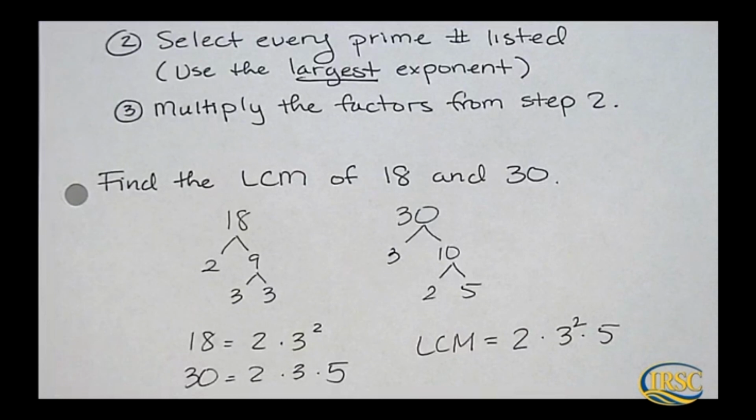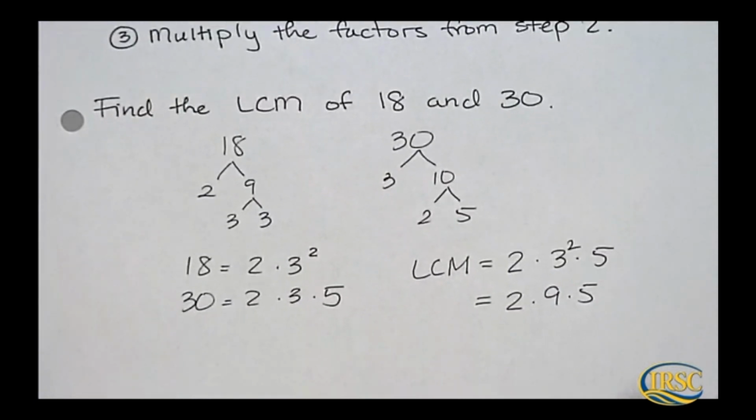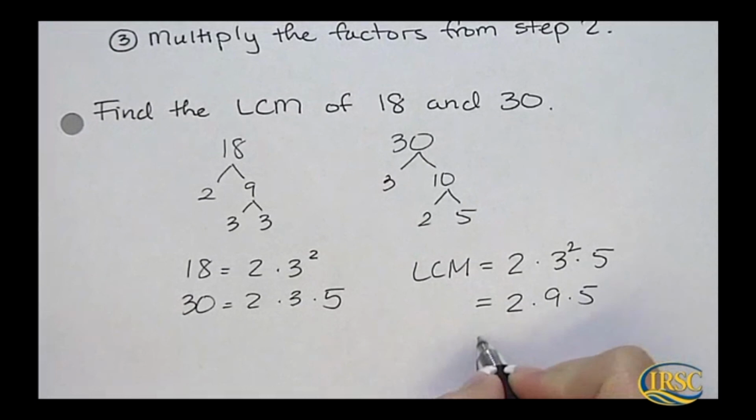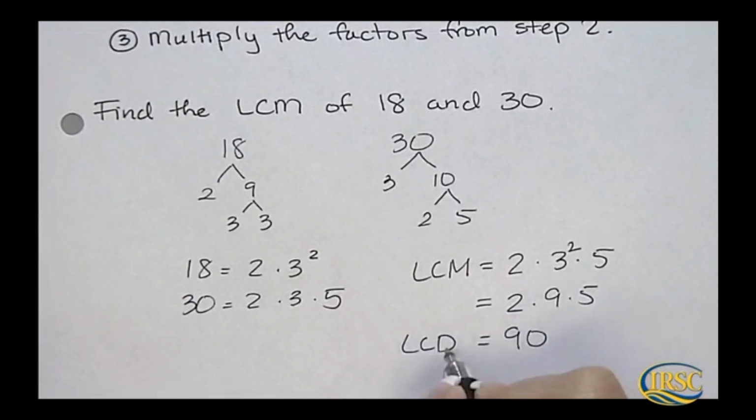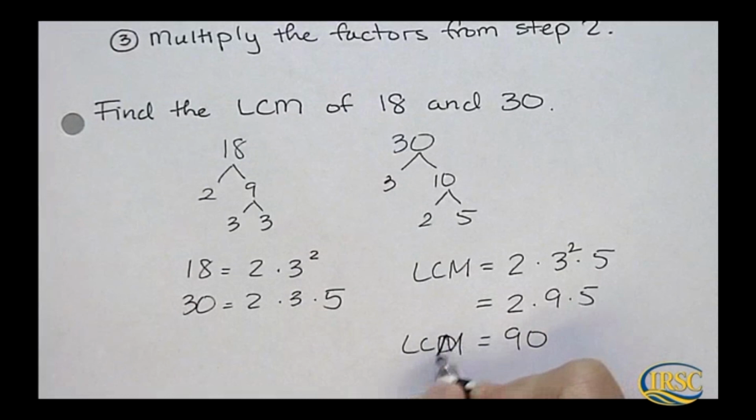And now multiply all the numbers that you have. So you have 2 times 9 times 5, which equals 90. Whoops, not LCD, LCM. So the smallest number that 18 and 30 divide into is the number 90.